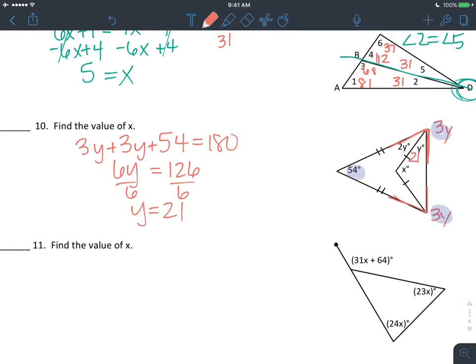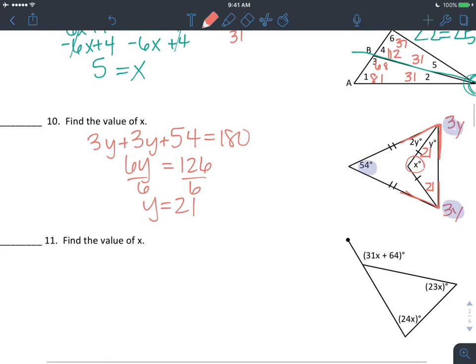So y equals 21. Y also equals 21 here because that is also an isosceles triangle. So to find x, we're going to take 180 and subtract 21 twice. So that means the measure of x comes out to be 138.